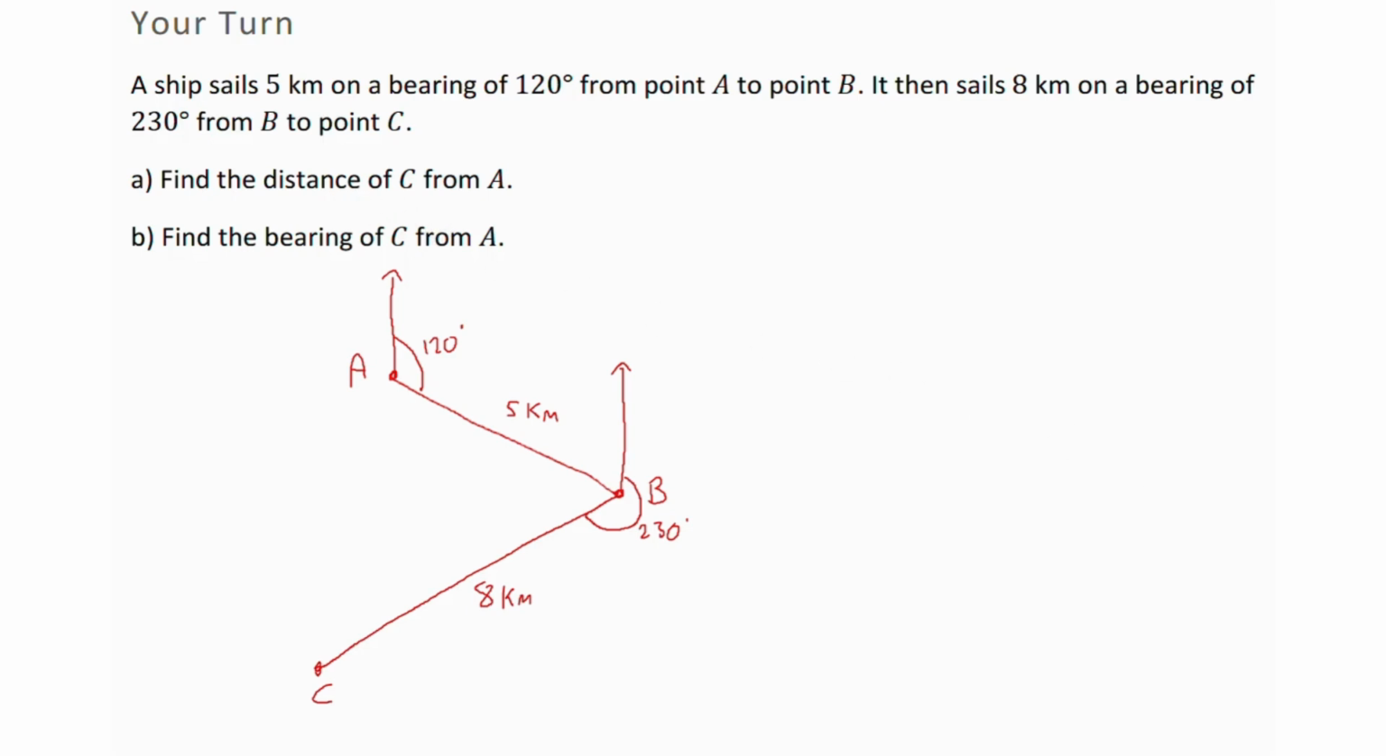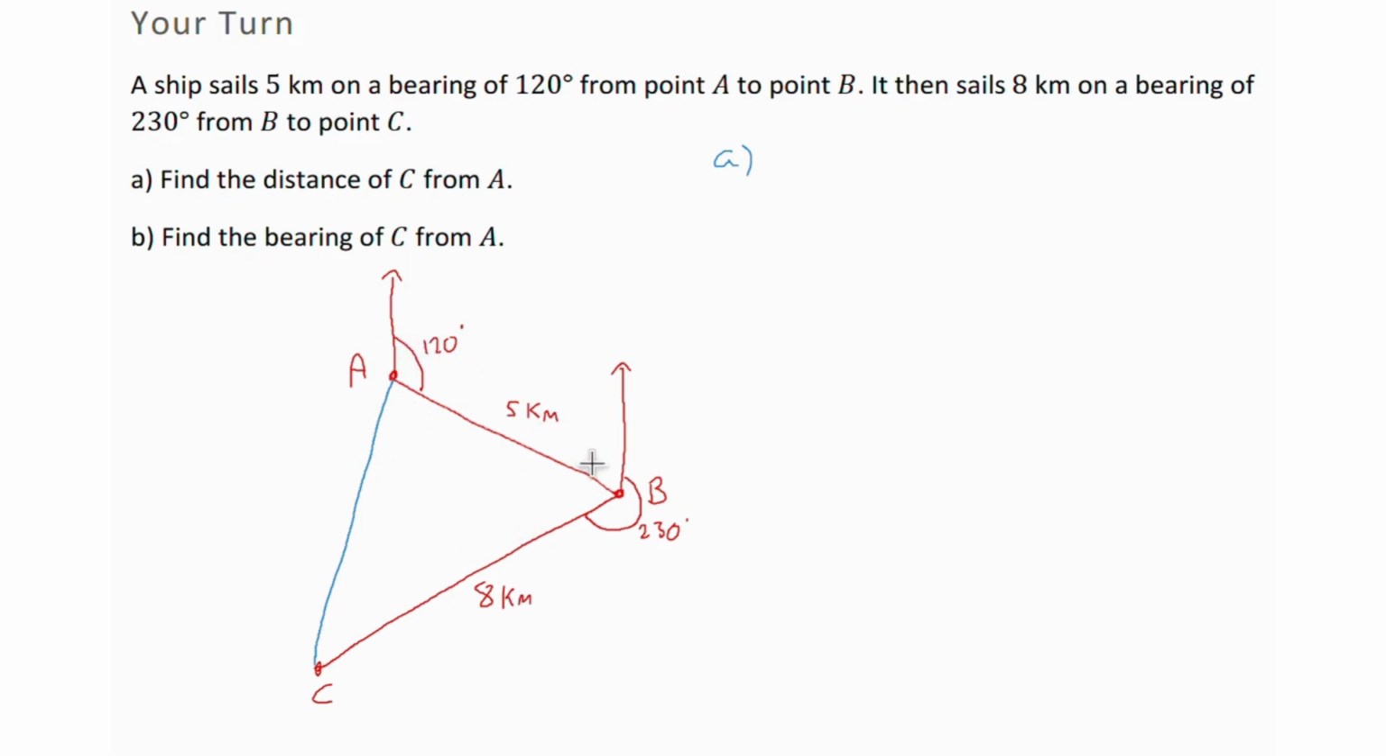Find the distance of C from A. So that is this distance here. We want to find the distance first of all. So for part A, we need to find that distance. First of all, we're going to need to find an angle inside this triangle. We're going to do that.